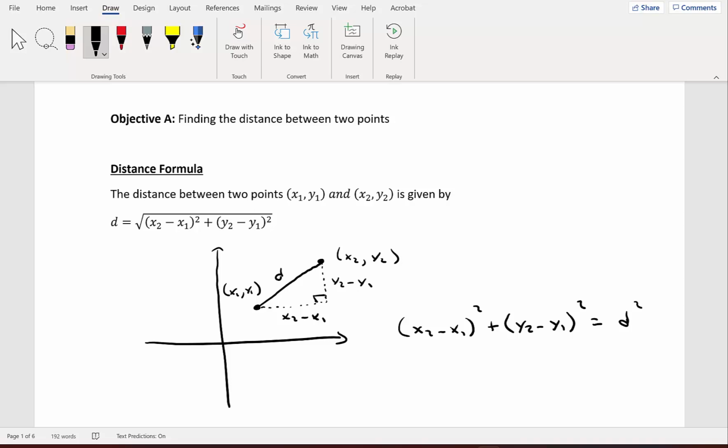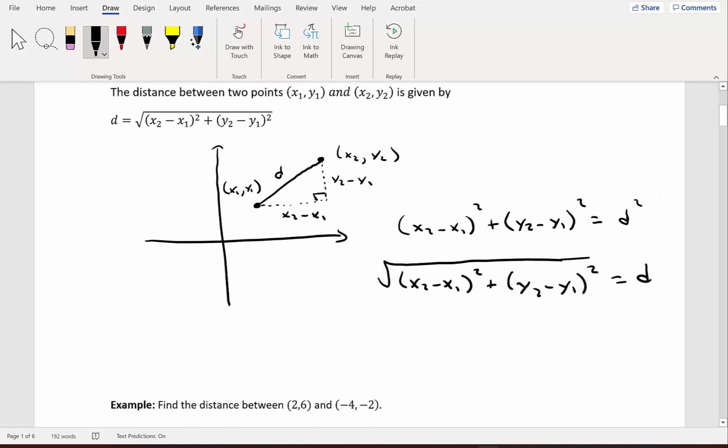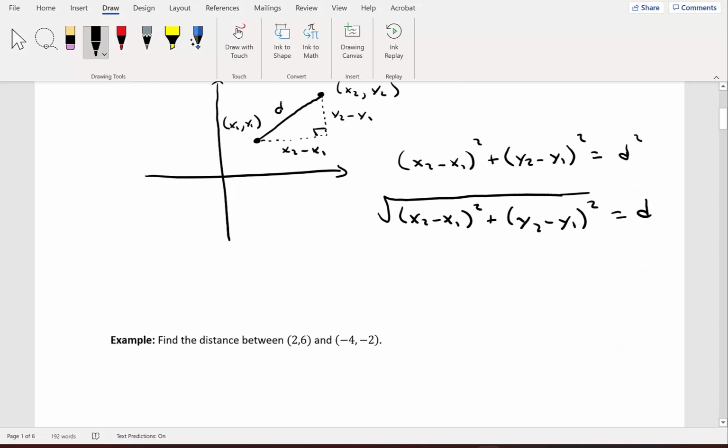Well, if I go ahead and solve for d, I have to get rid of that second power. So I'll go ahead and take the square root of both sides. Taking the square root of both sides. This gives me my distance formula. And that's how we arrive at our distance formula. So now let's go ahead and take a look at some examples.